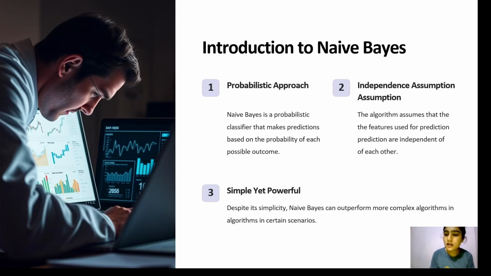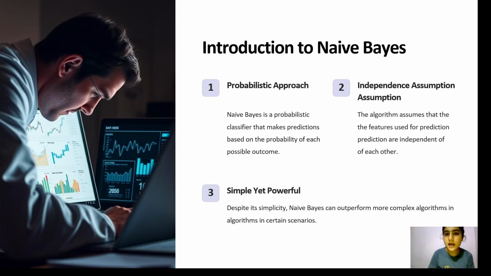Independence assumption. The algorithm assumes that the features used for a prediction are independent of each other. For example, if we want to classify whether an email is spam or not, we use words like limited offer, buy now, cheap meals. These are words used by spam emails, and these words are independent of each other. So we predict that if the probability of these words is higher, then it is spam, and if not, then it is not. So it totally depends on the independence of each word.